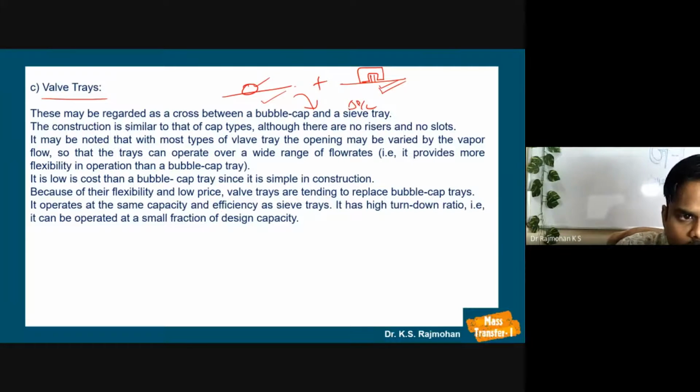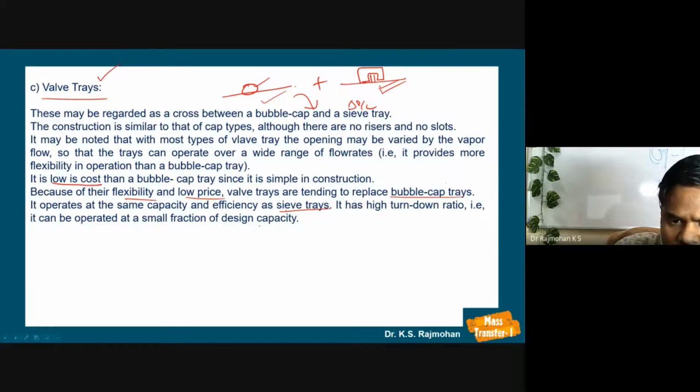So that is a combination of these two, and the design is going to be a little simpler than the bubble cap, so that way the cost will be lower than the bubble cap column, and it has more flexibility. And because of this flexibility and low price, these valve trays are tending to replace all the bubble cap columns. Nowadays people prefer to use valve trays. It operates at the same capacity and efficiency as the sieve trays.